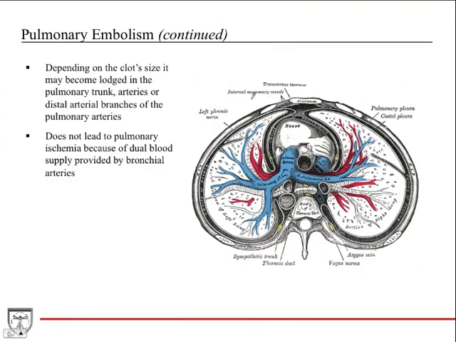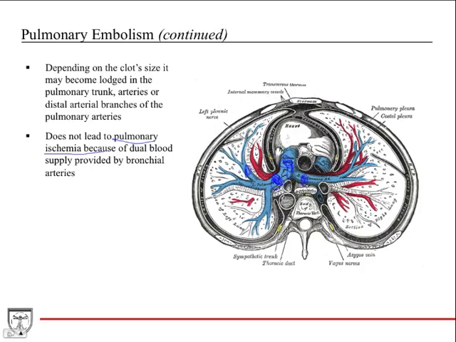So it depends on the clot size, like we talked about earlier, but if it becomes lodged in the pulmonary arteries here or the pulmonary trunk, it doesn't matter. The more proximal it gets lodged, meaning the more blood flow it's cutting off, the more potential it has for being lethal more immediately. So what also to remember here is that it does not lead to pulmonary ischemia. It's not that you're cutting off blood flow per se. It's more so the strain you're putting on the heart.